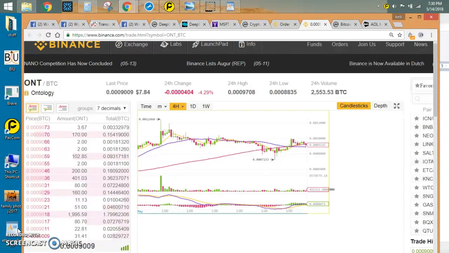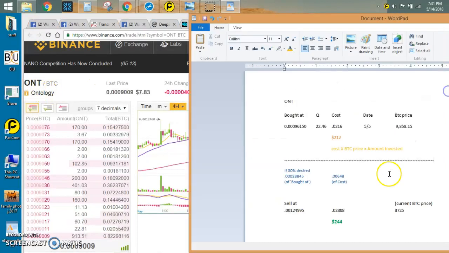a trade, I want to know what point I should be ready to sell, as opposed to, oh, this price looks good, let me sell it now. So what I did was I went and looked at my trade for ONT, Ontology, and here are the numbers. Let's look at just this area up here.